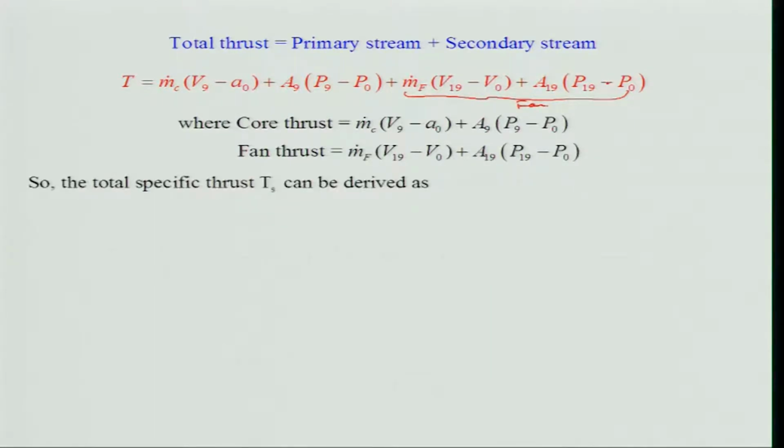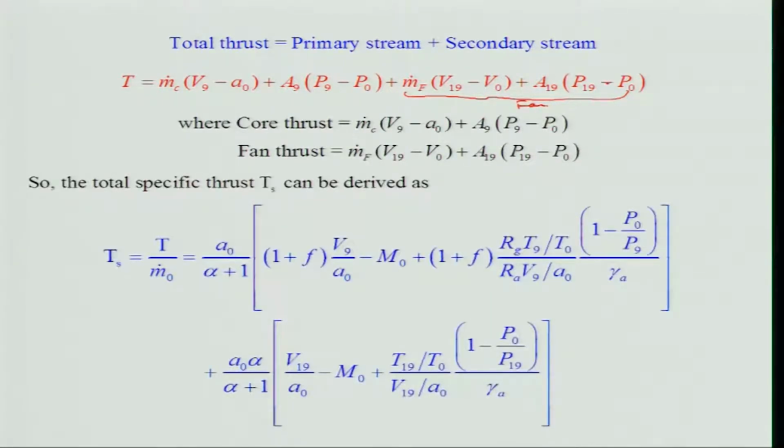So, the total specific thrust you can express in terms of alpha. Alpha is nothing but your bypass ratio, which we have already defined, right, and 1 plus f times V 9 divided by A naught minus M naught. M naught is basically the flight Mach number, and similarly this is your pressure thrust, right, in the core engine, right, and similarly for the fan.